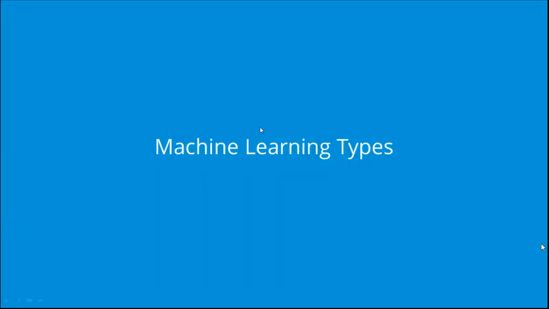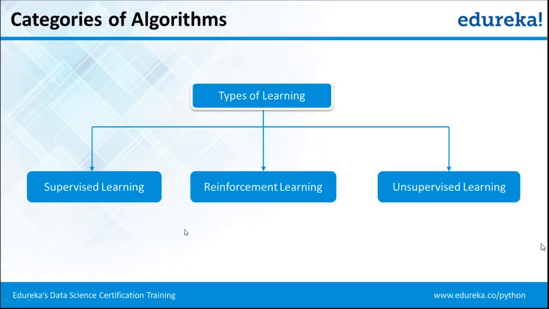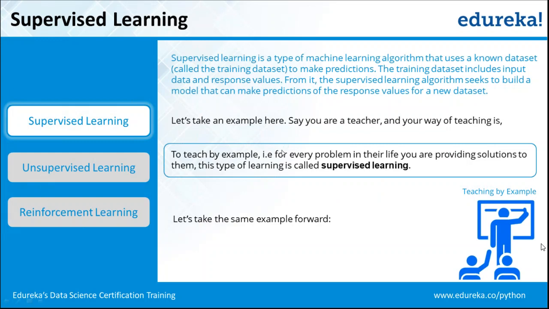So there are different types of machine learning techniques. One is supervised learning, reinforcement learning, unsupervised learning, right? So we had a little bit of introduction to them day before yesterday. So quickly we will go through them again here.